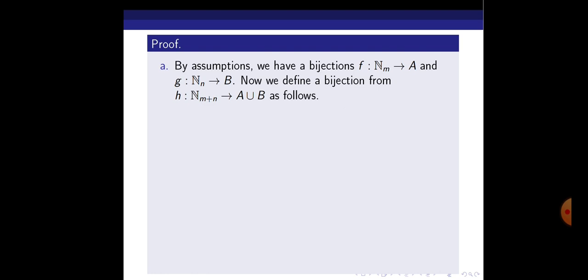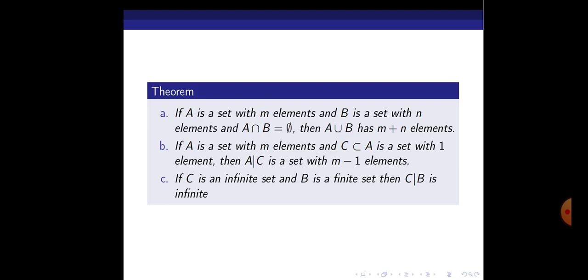Now, in order to prove statement C, we assume that C is an infinite set and B is a finite set. We have to prove that C minus B is infinite. Let's say we assume that C minus B is finite. Then C minus B union B is C. Since C minus B is finite and B is finite, then by statement A, C minus B union B, which is C, must be finite.